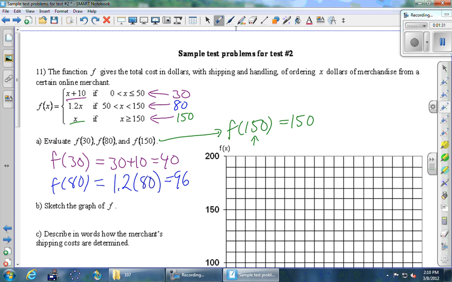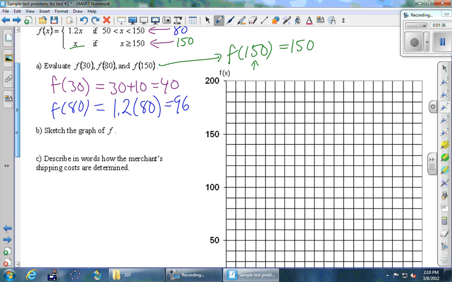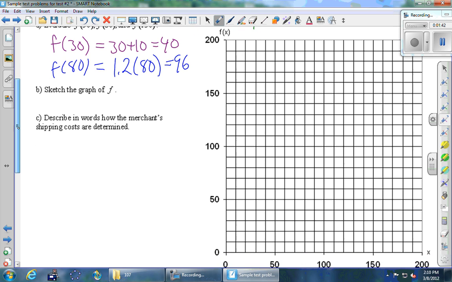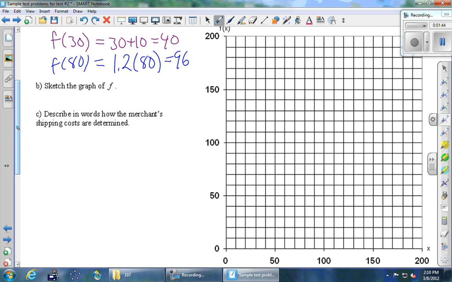Part B, sketch the graph of f. All right, let's go ahead and start by plotting the 3 points that we found here. In purple, we found f of 30 was 40. That is to say, when x is 30, y is 40. So we will find that point, x is 30, y is 40, and it's right there. In blue, we have f of 80 is 96. So we'll go to 80, 96. Somewhere around there.